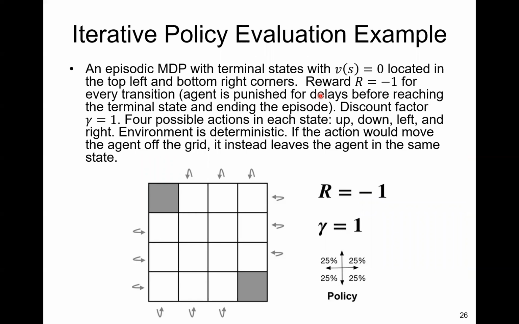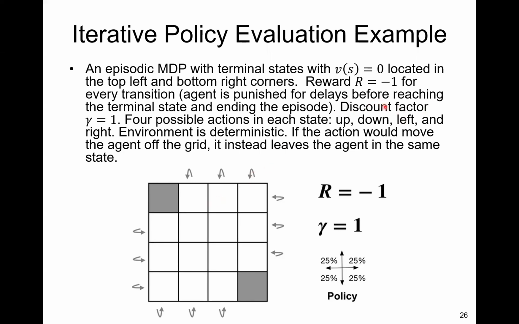This is a grid world with 2 terminal states on the 2 corners, with V(s) equal to 0 there, and reward R equal to -1 for every transition. So the agent is punished for delays before reaching the terminal state and ending the episode. You can think of the agent as having a very painful life. He just wants to die as soon as possible by going into one of the terminal states.